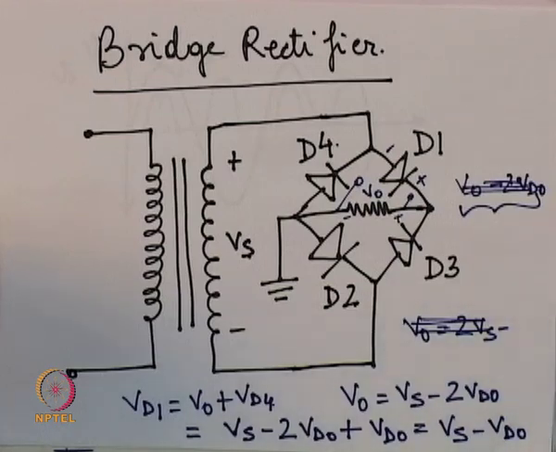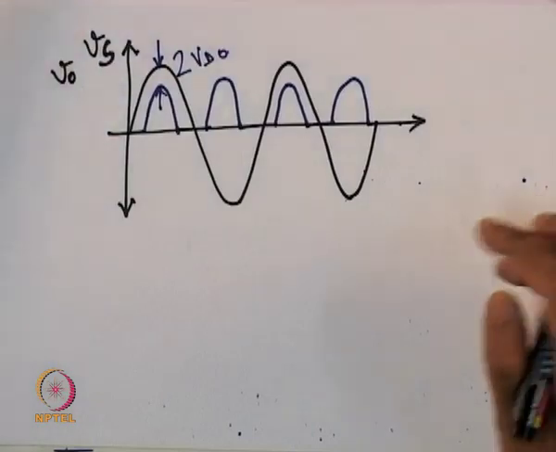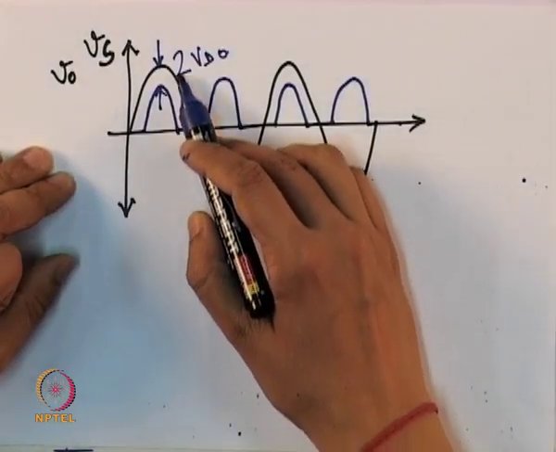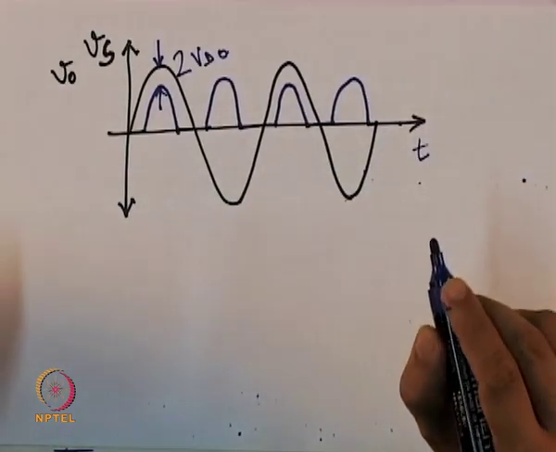The disadvantage of course for this bridge rectifier is that the difference between the peaks of the input and the output is now 2 VD0 as compared to VD0 for the full wave rectifier.